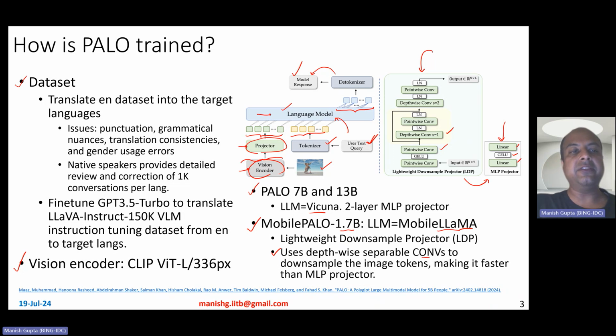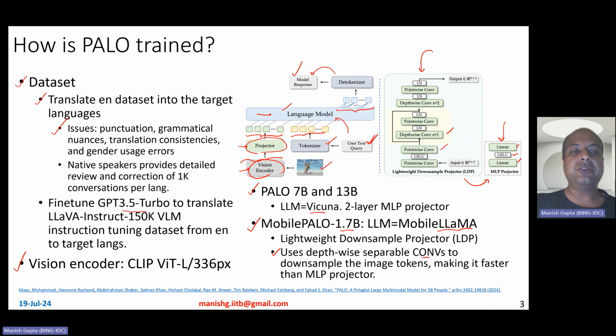PALO has been trained using a translated English dataset, as I mentioned earlier, which is translated into multiple target languages. However, this translation leads to issues. The translation is done using GPT 3.5 Turbo. It leads to issues like punctuation errors, grammatical nuances, translation inconsistencies, and gender usage issues.